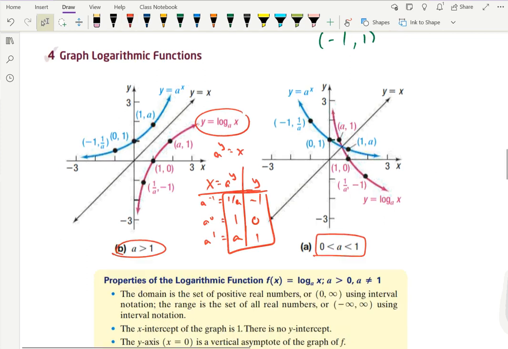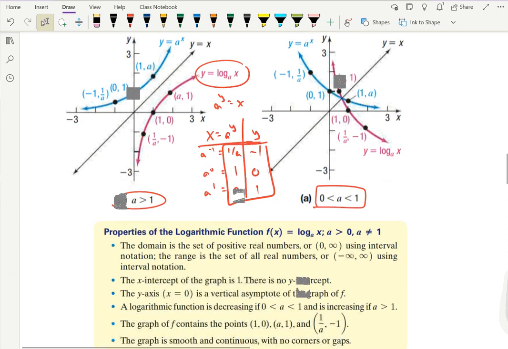So let's look at some properties here. The properties of the logarithmic function, when a is positive and a is also not equal to 1.